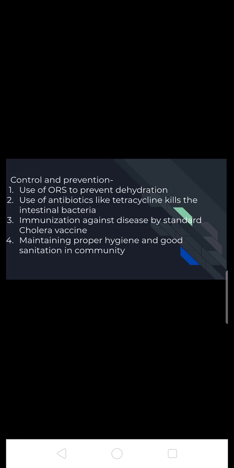So, use of oral rehydration solution is required to prevent dehydration. Use of antibiotics like tetracycline, which kills the intestinal bacteria. Immunization can be provided against cholera by the standard cholera vaccine, and by maintaining proper hygiene and good sanitation in the community we can prevent and control cholera.